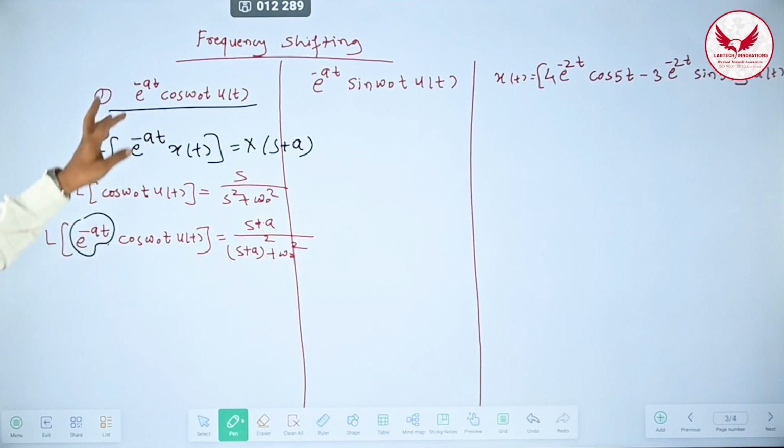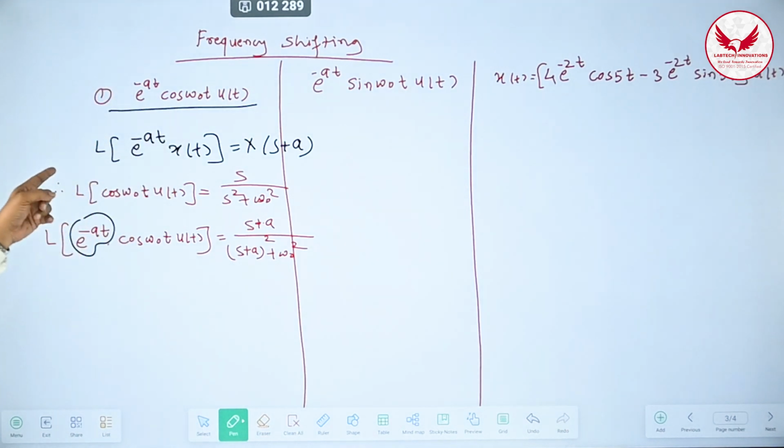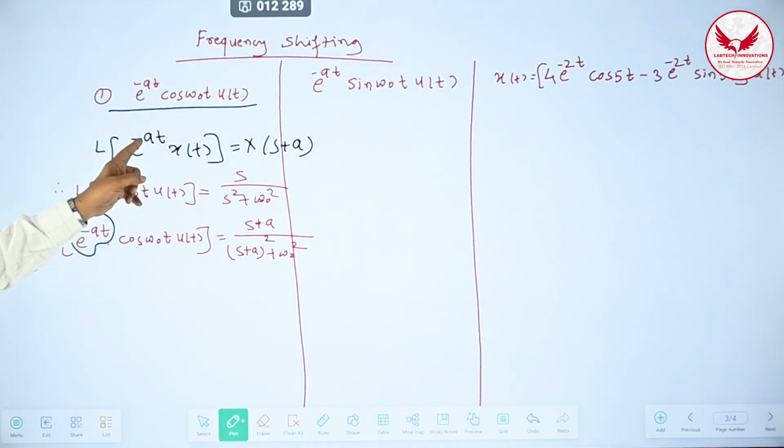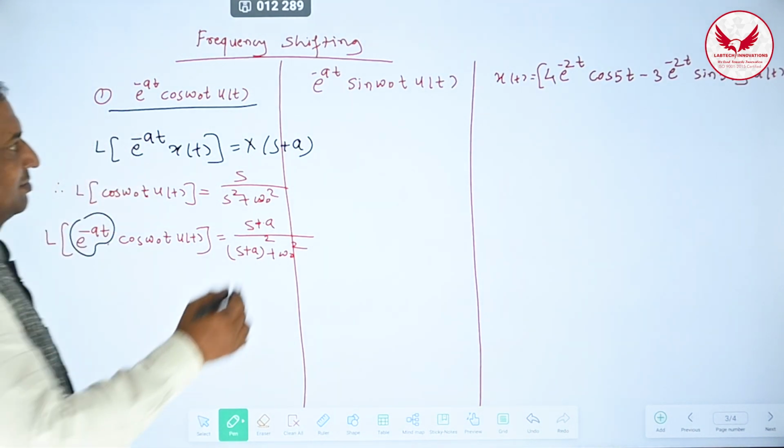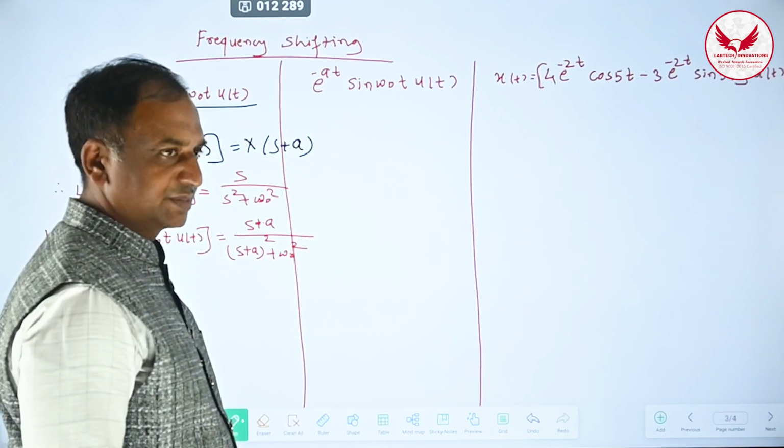So this is the Laplace transform of e raised to minus at cos omega 0 t u of t. You can specify it by using the frequency shifting property. Similarly, the problem is the same. You can use the same frequency shifting property.